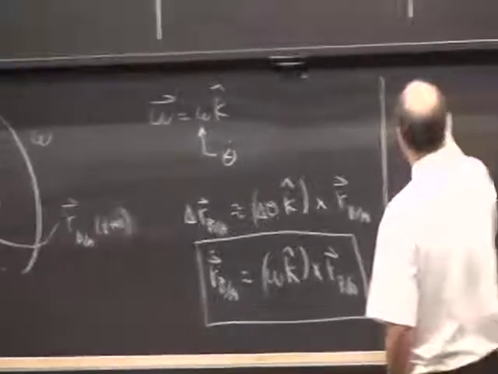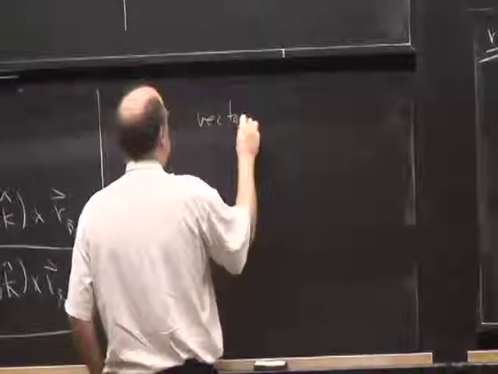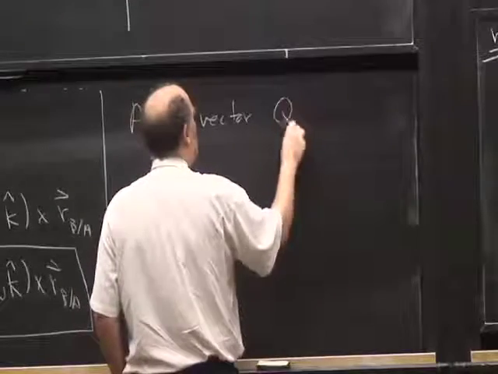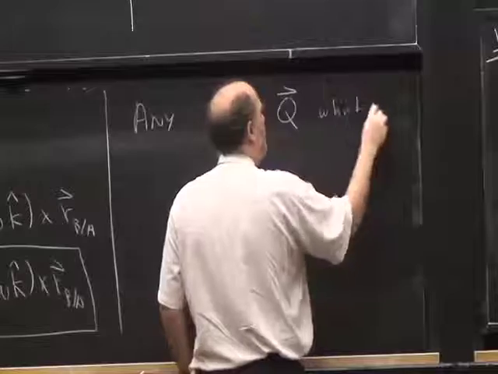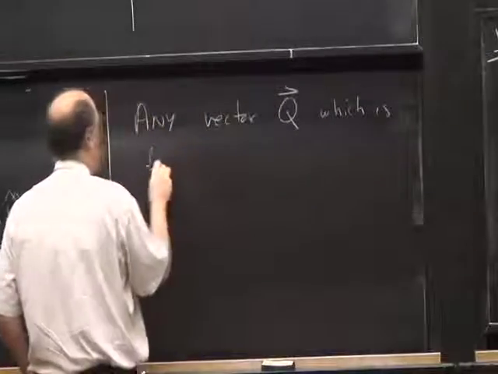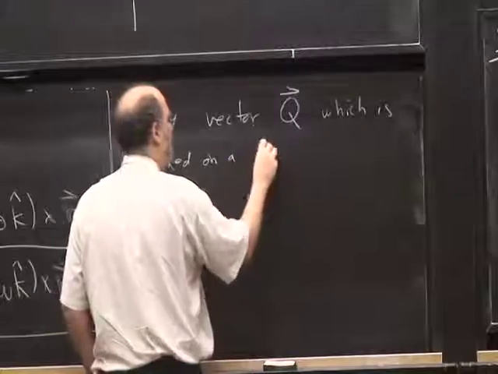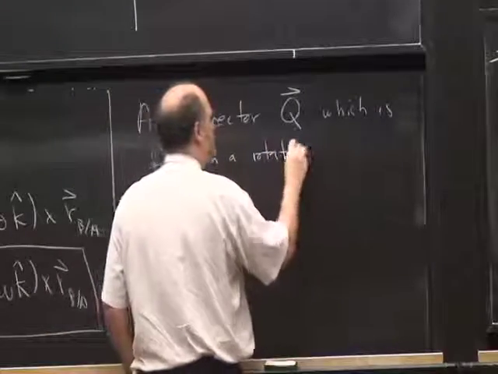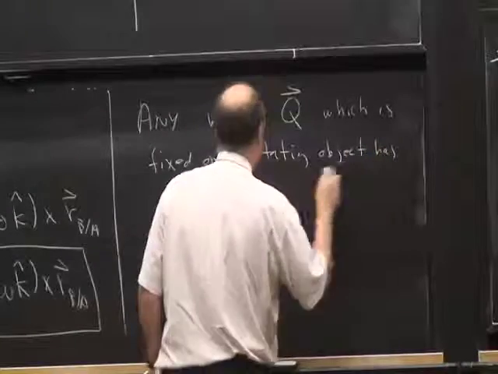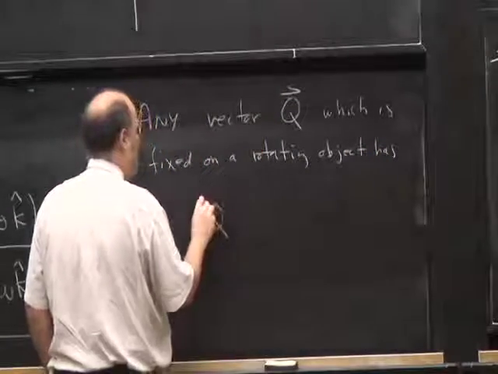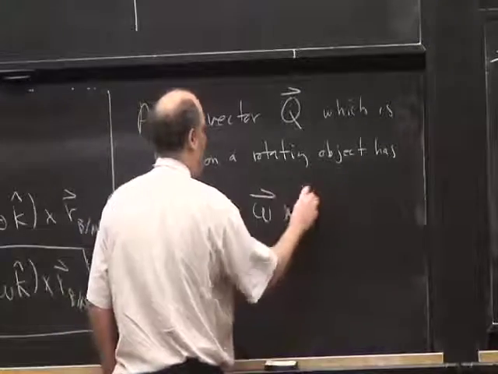That's to say, any vector, let's call this vector q, which is fixed on a rotating object, has q dot, the rate of change of the vector q, equal to omega cross q.